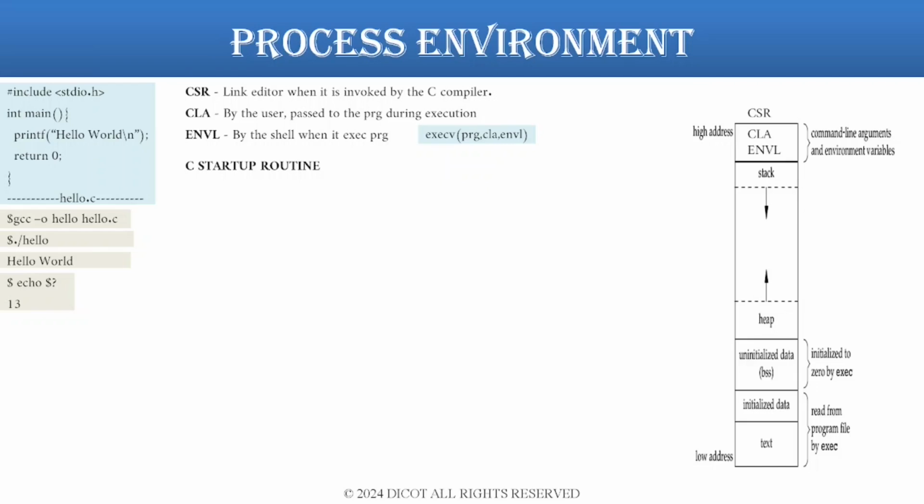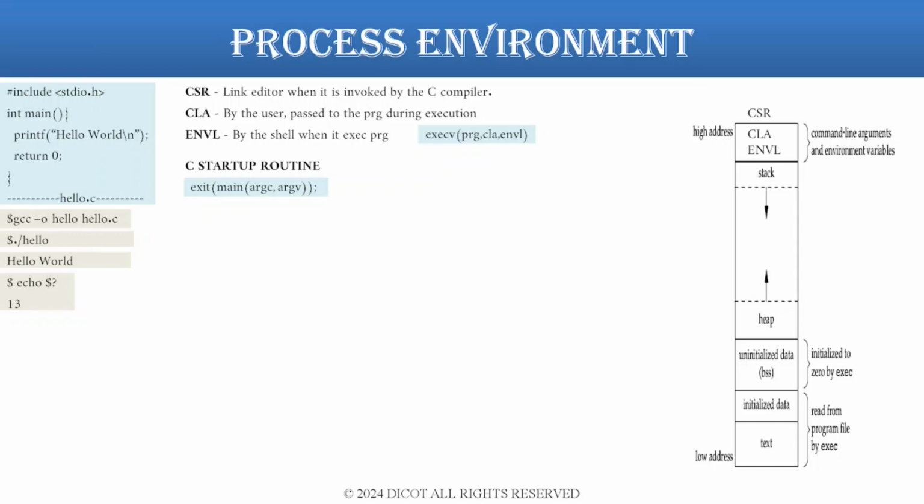The C startup routine is generally coded in assembly language, but if it were to be coded in the C programming language, the call to main could look like this. Main is invoked with argc and argv, and main returns to exit, which in turn returns to the kernel. It is written in such a way that if the main function returns, the exit function is called.